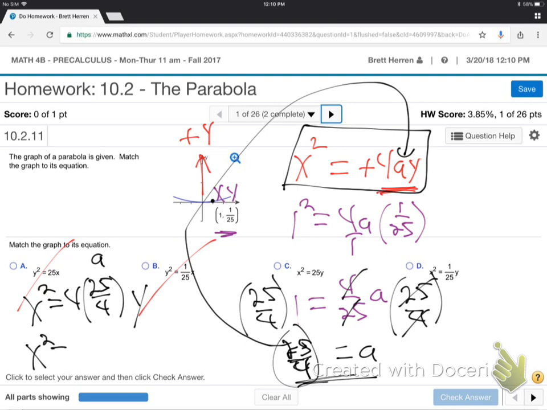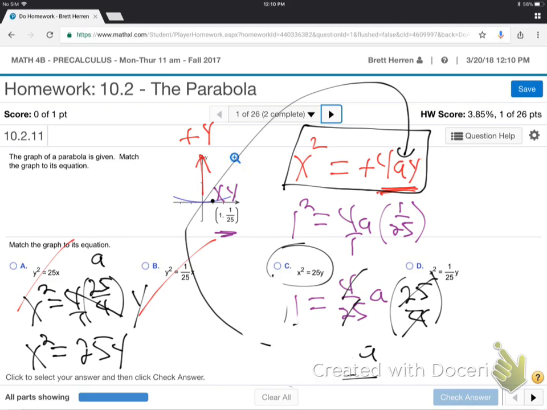Now, can you clean that up? There's 4 over 1. Cancel these guys. X squared is 25y. There it is. Yeah, I was trying to solve for A here.